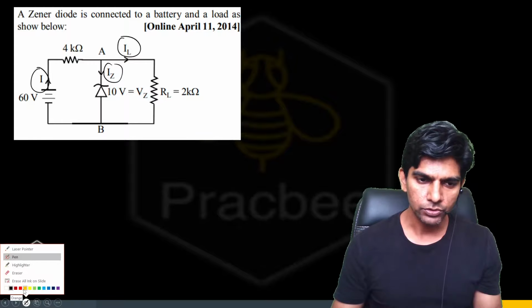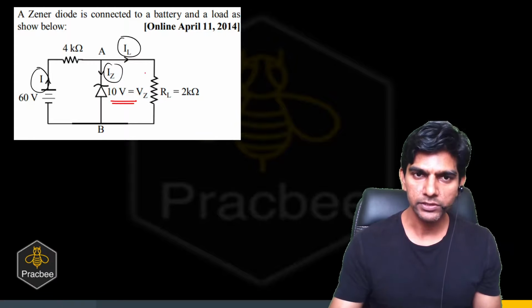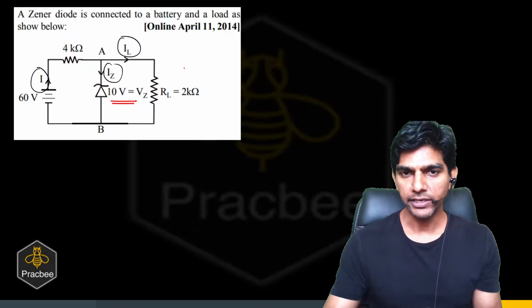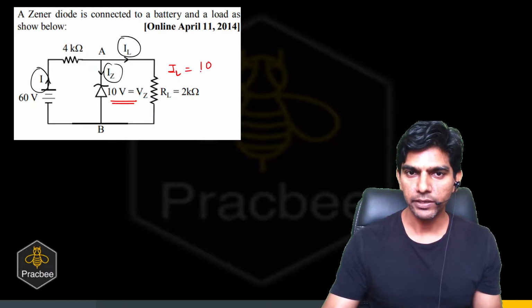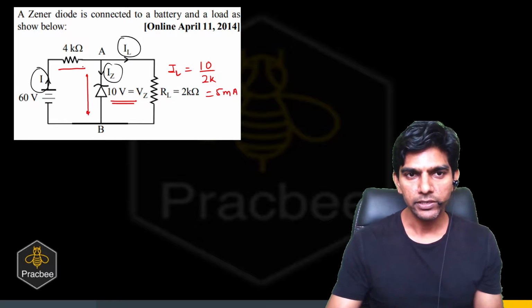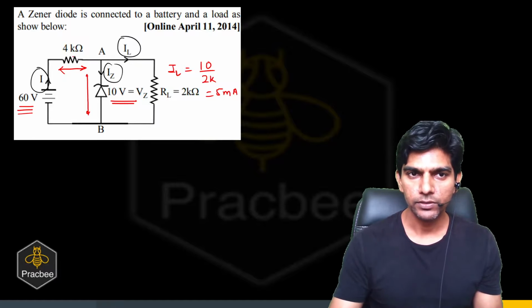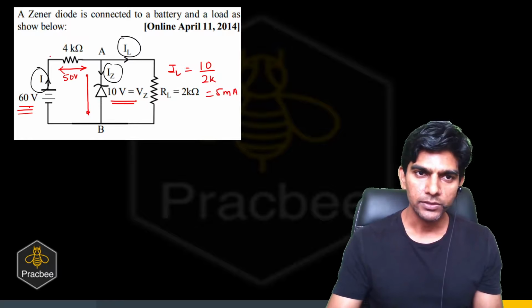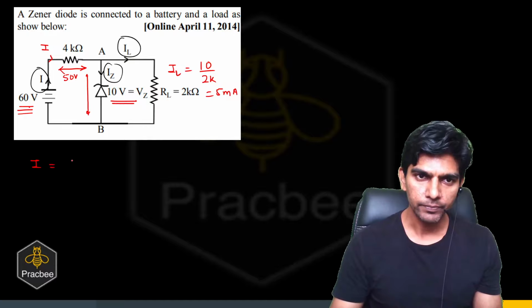Can you see in this question, the Zener voltage is 10 volts. So what is the load current? It is very easy, right? The load current will be the Zener voltage divided by the load resistance, that will be 2 kilo. So it comes out to be 5 milliampere. Now if the potential drop across the Zener is 10, then what is the potential drop across the 4 kilo ohm resistance? Can you see the input voltage is 60? So across 4 kilo ohm, it will be 60 minus 10, so this will be 50 volts. So the input current will be 50 divided by 4 kilo, which comes out to be 12.5 milliampere.